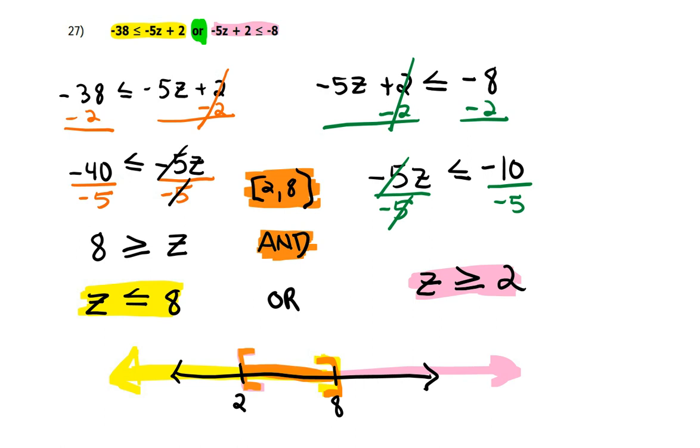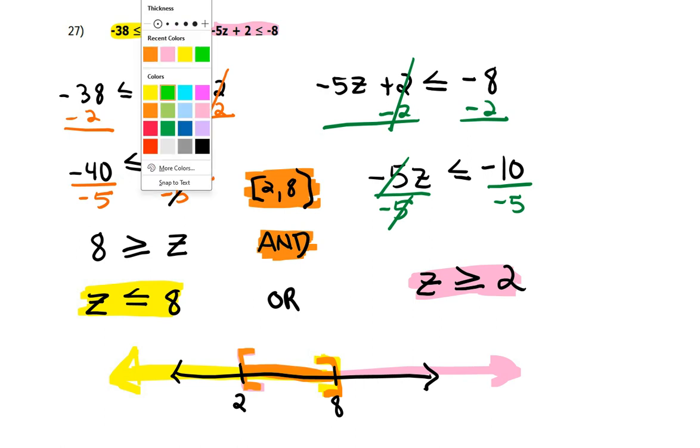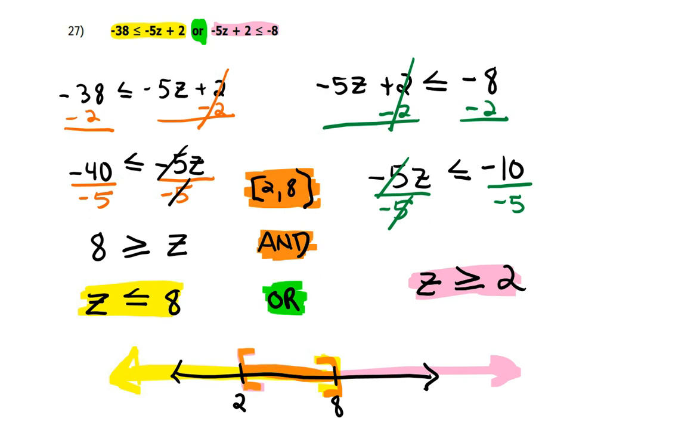But this one is an or. So it can be yellow or pink or orange in this case because they overlap. So it can be either of these. So it can be from here going that way or from here going that way. It could be any of that. And that's the entire number line.